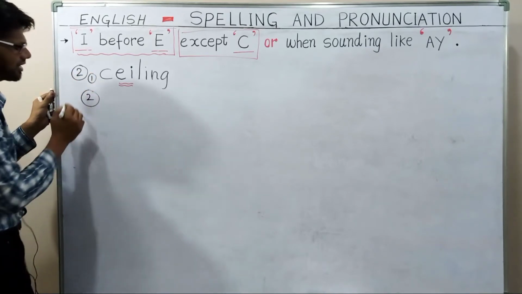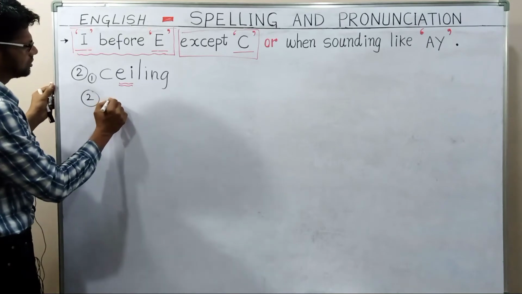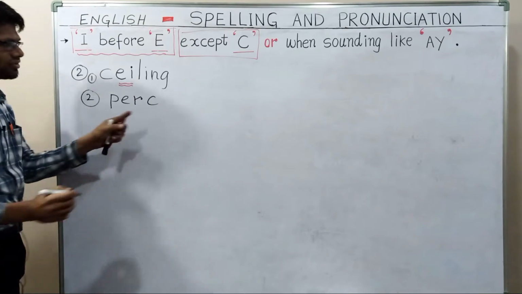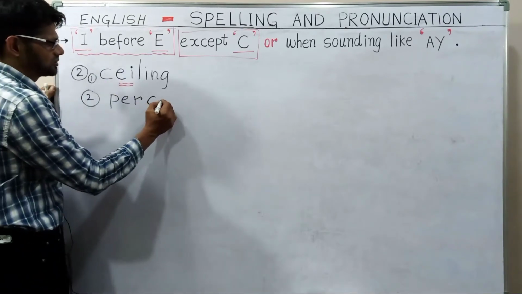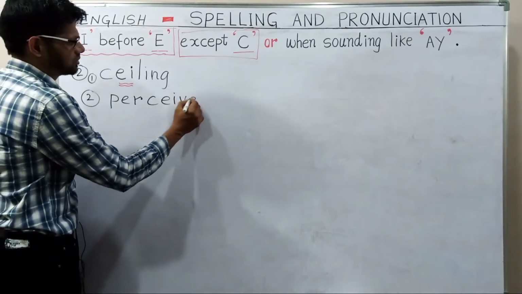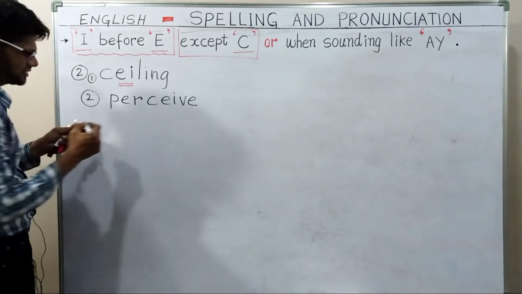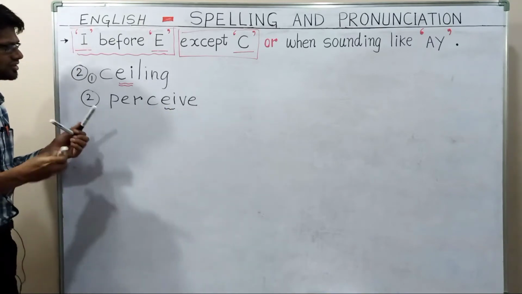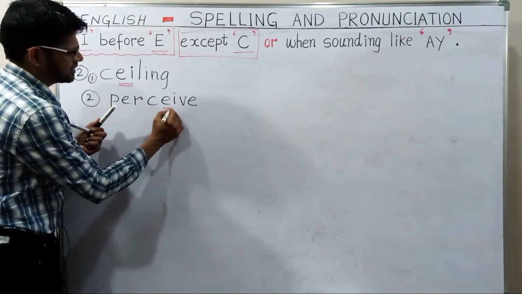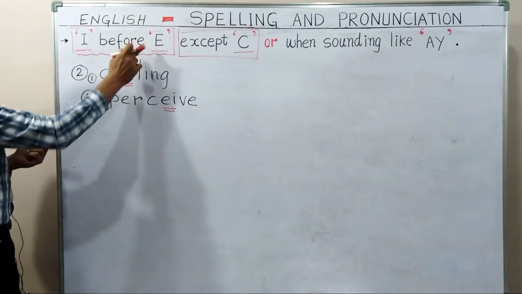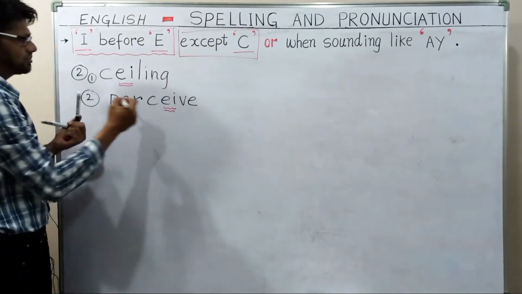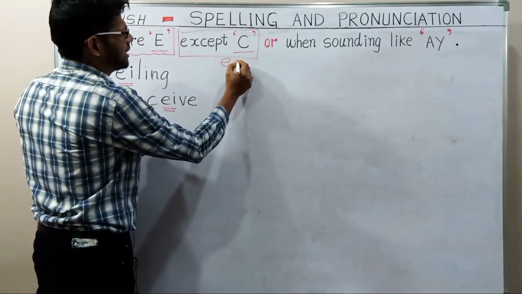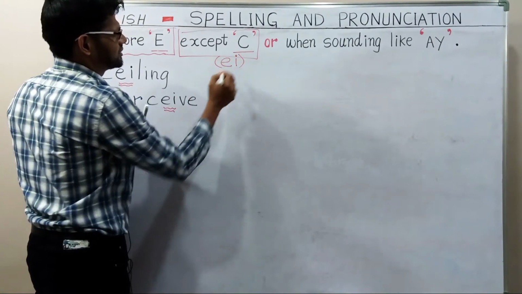And the second, if I give you one more example, perceive, P-E-R-C, after C what do we have to write? This pattern follows E-I-V-E, perceive. So you can notice that after C we have E-I. E-I, not I-E, E-I, except C. Except C means after C, E and I will follow. These two letters, E and I, will be there.